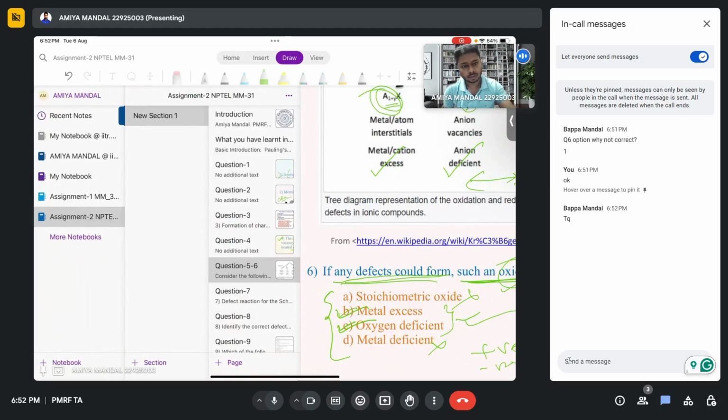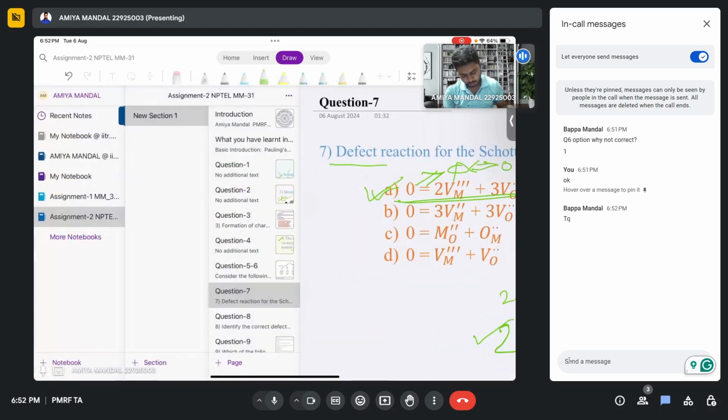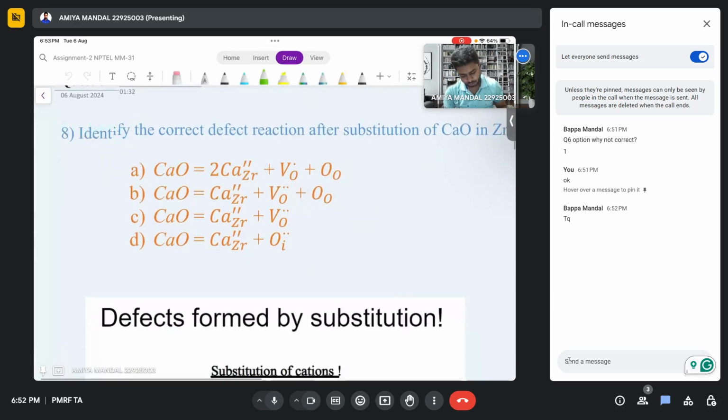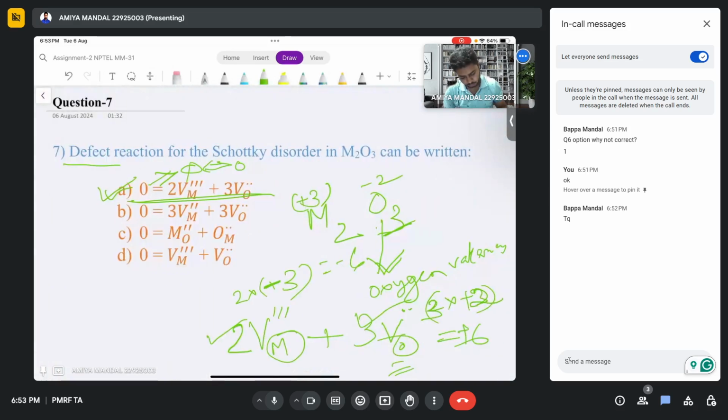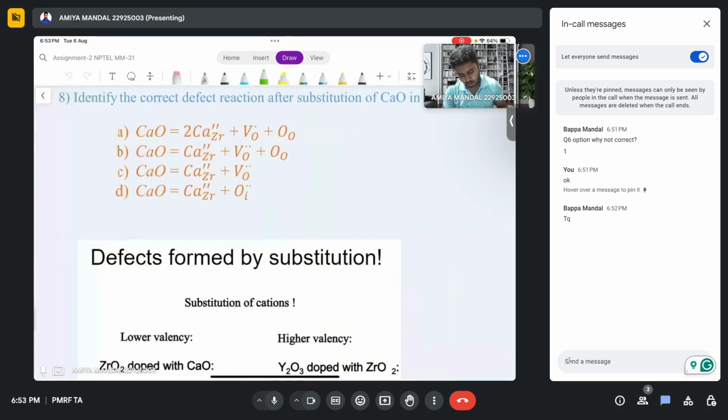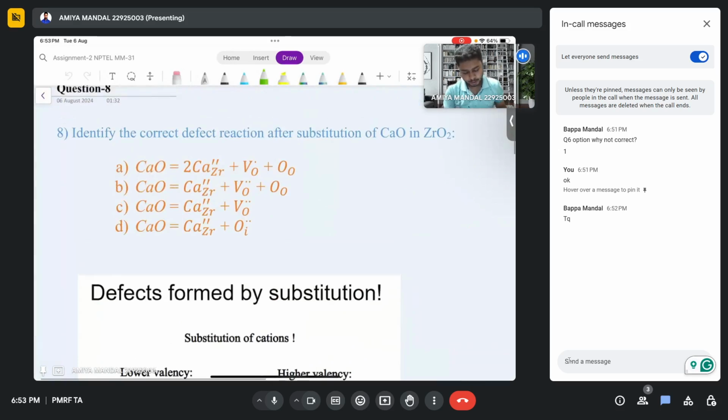Okay, thank you. Next is question number 7, 8. Identify the correct defect reaction after substitution of calcium oxide in zirconium dioxide.